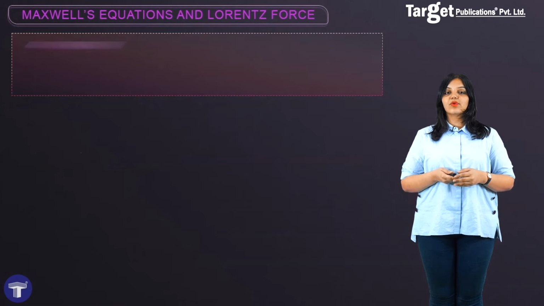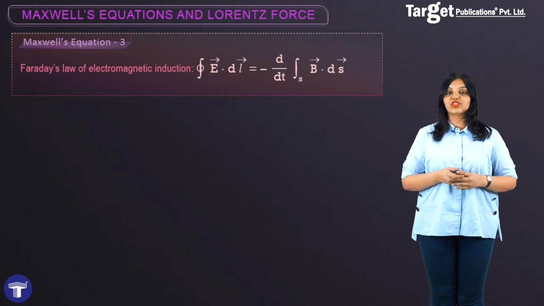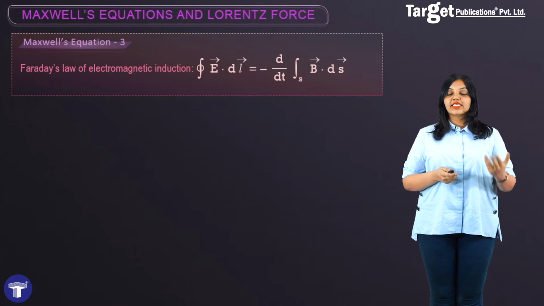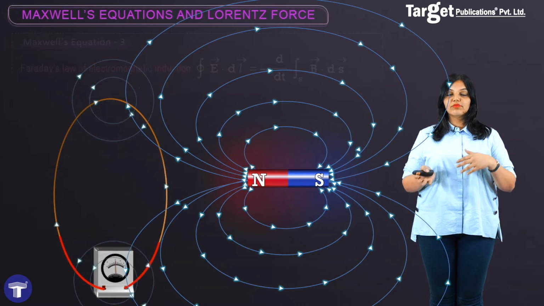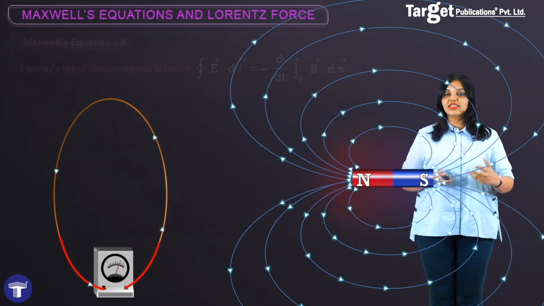The third Maxwell's equation talks about Faraday's law of electromagnetic induction. This law came from the experiment that a changing magnetic field produced an electric current, that is, relative motion between a bar magnet and a coil produced current in that coil.